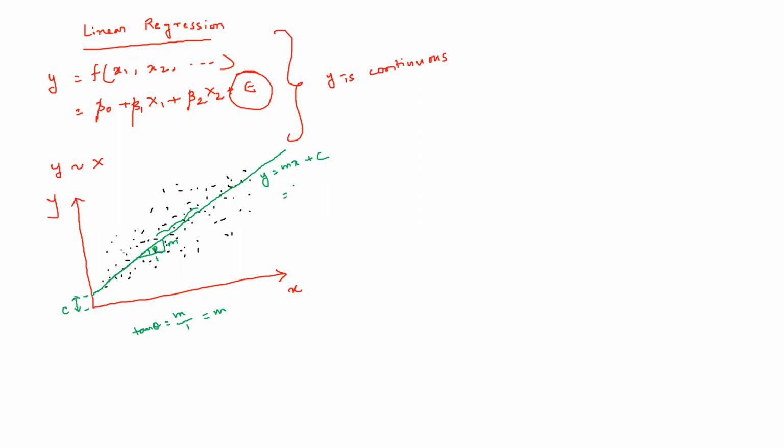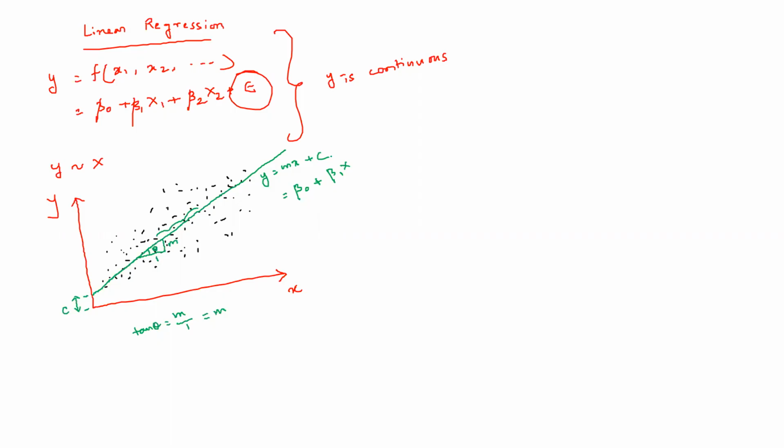I am right now just writing beta 0 instead of c, which is also the intercept, and beta 1 is my slope, and x. And if I have more than one x, then x1, x2, x3, like that. Now, as I just told, this particular straight line is defined by basically the m and c, or the beta 0 and beta 1. As long as I can estimate the correct value of beta 0 and beta 1, which gives me the best possible fit, I will be good.